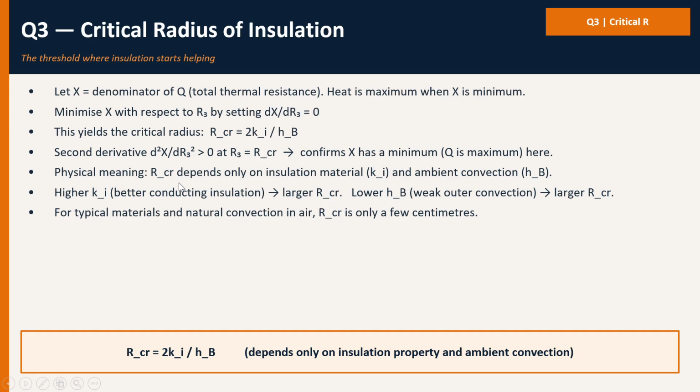So the physical meaning is that the critical radius depends only on the insulation material and ambient convection. This is the final formula of the critical radius. Before this point, adding insulation increases heat loss, and after this point, insulation starts reducing heat loss. This is the whole point of the critical radius.